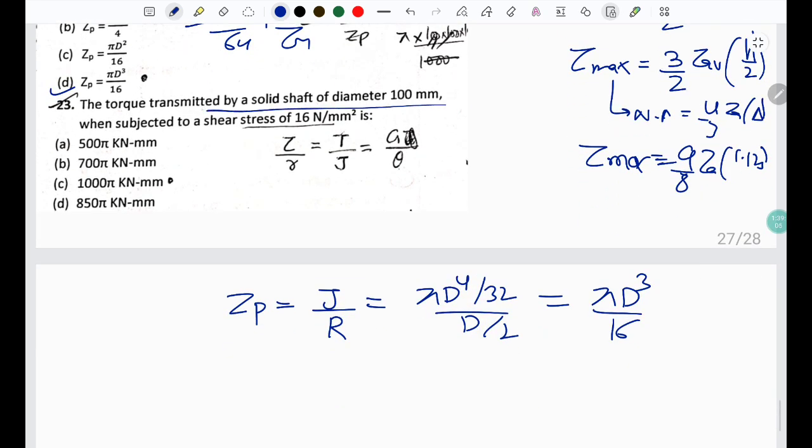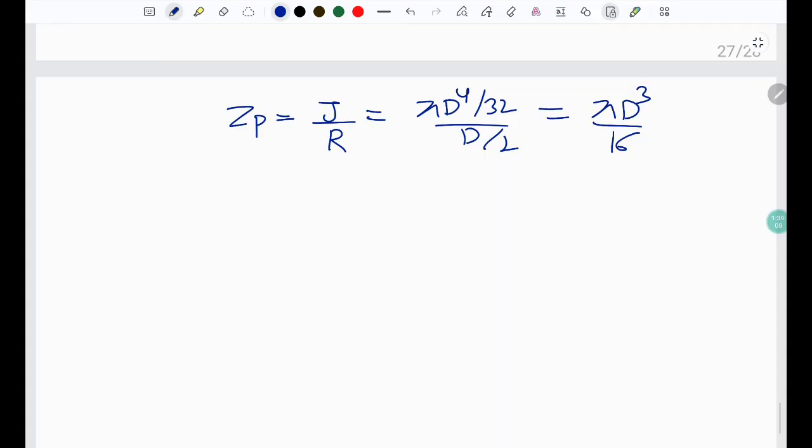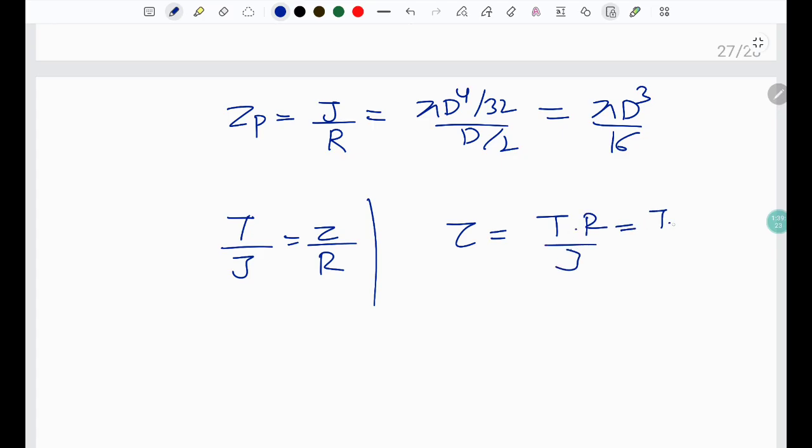Then we have torque transmitted by a solid shaft which is subjected to shear stress. Then we'll use the equation that torque by J is tau by R. So tau becomes torque times R by J, which I can write as torque by J by R, or torque by Z, just like sigma b is M by Z, very similar to it.